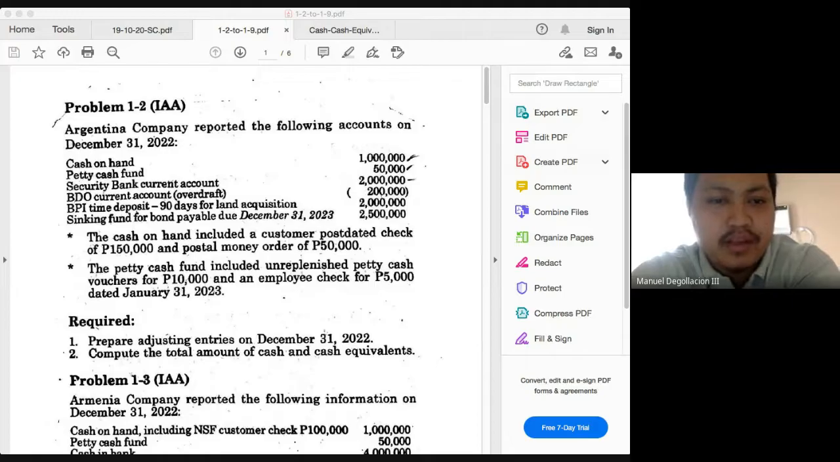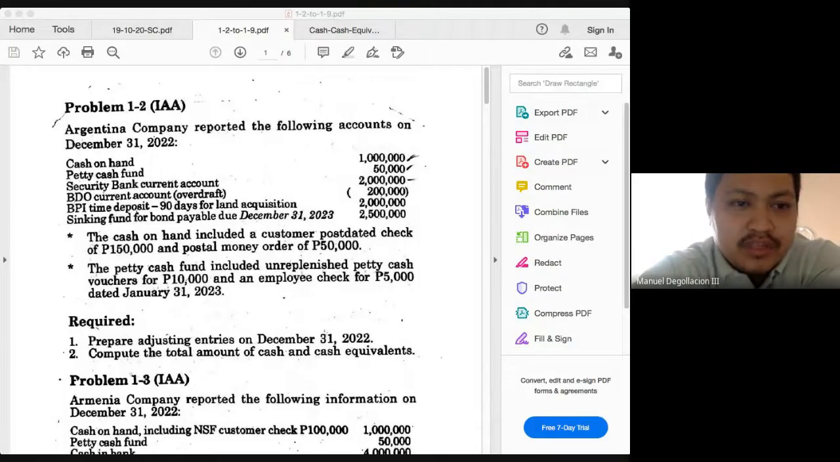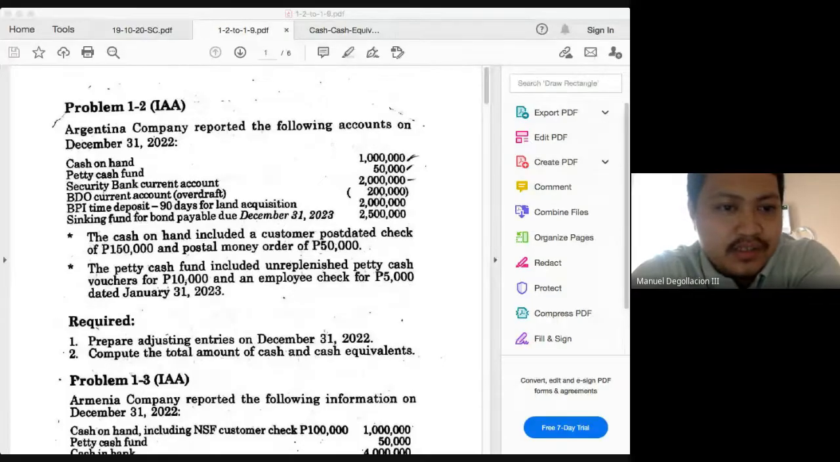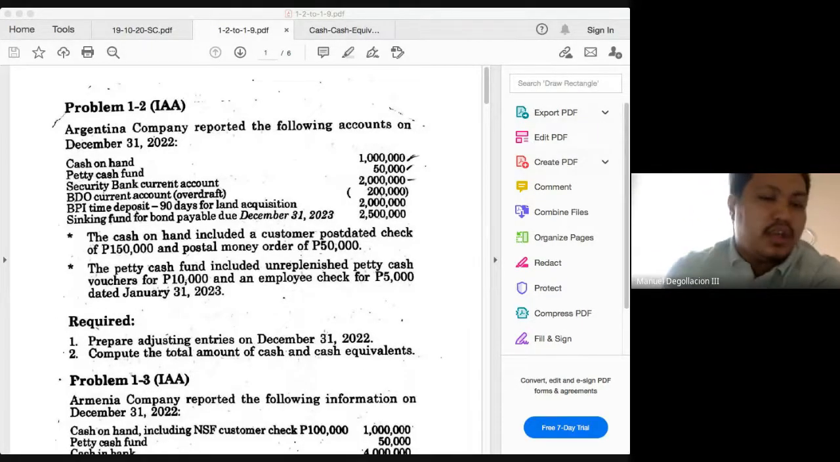The bonds payable here is due on December 31, 2023, which is just within 1 year from the reporting date. So even though this bond payable may have been a long-term liability before, as of December 31, 2022, this bond payable is already a current liability because it is just due within 12 months from our reporting date. And the bond payable being a current liability, then that would mean that the sinking fund will also be classified as a current asset. And since it is a cash fund, it will not simply just be part of your other current assets, it will be part of your cash and cash equivalents.